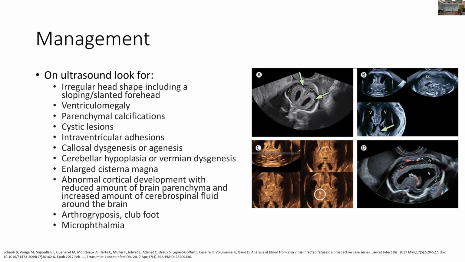So on the ultrasound, what we're looking for are things like an irregular head shape, particularly a slanting or sloping forehead on your profile view. You're looking for ventriculomegaly, parenchymal calcifications, cystic lesions, callosal dysgenesis or agenesis, cerebellar hypoplasia or vermian dysgenesis, enlarged cisterna magna, abnormal cortical development with reduced amounts of brain parenchyma or increased cerebrospinal fluid, arthrogryposis, clubfoot, or microphthalmia.